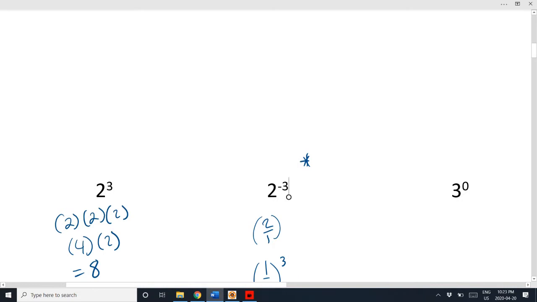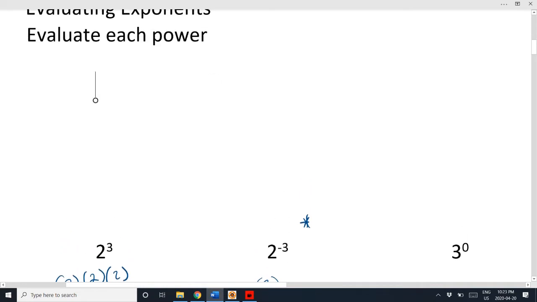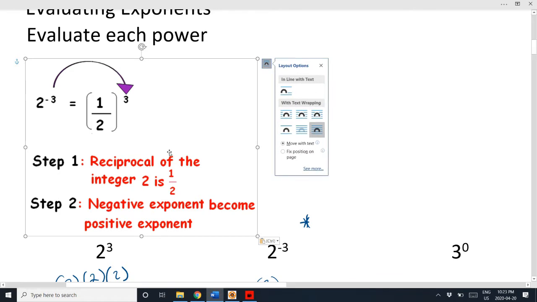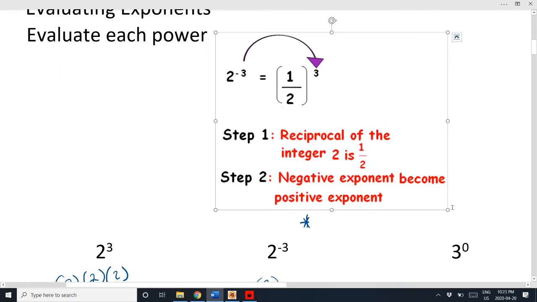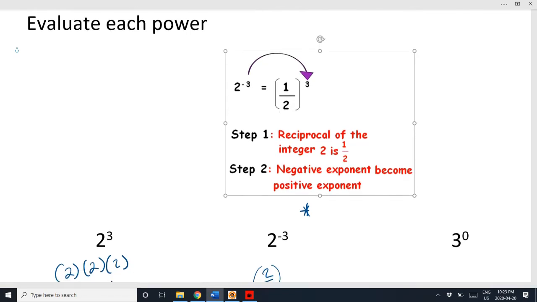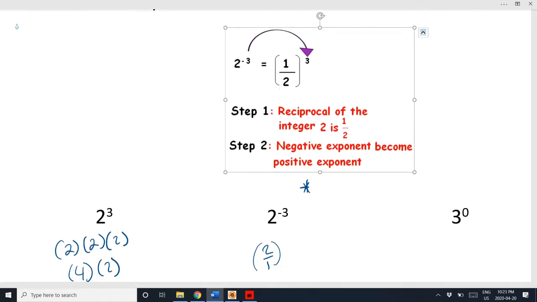So the rule for this is as follows. I'll write that out formally for you right over here, and move it over here so you can see it. So the rule is, step 1, we're going to write the reciprocal of the integer. For example, the reciprocal of the integer 2 is 1 over 2. Then the negative exponent becomes a positive exponent, and then we just evaluate it.